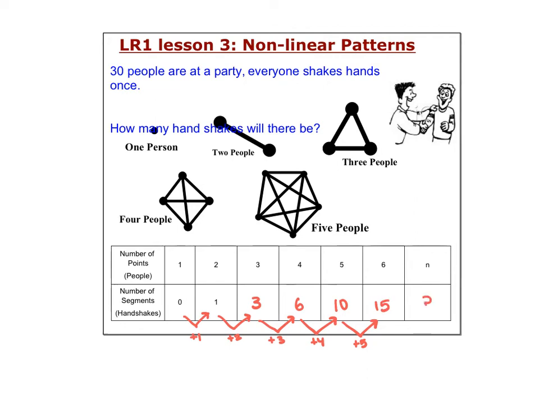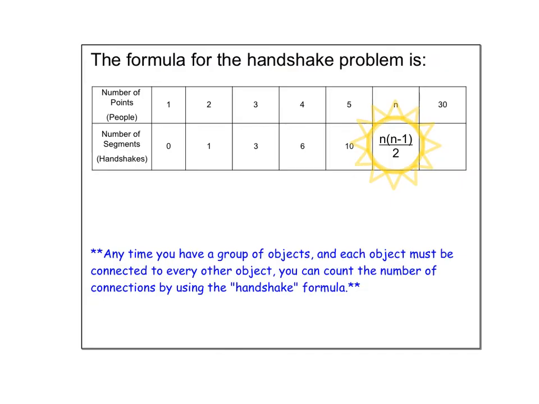And then comes our formula. Now, this is a non-linear pattern. This is not something that is predictable with a linear function rule. The function rule for the handshake pattern is n times n minus 1 divided by 2, where n is the number of people. Now, it won't always be the number of people, depending on the example and word problem. Let's look at a few in slides to come.